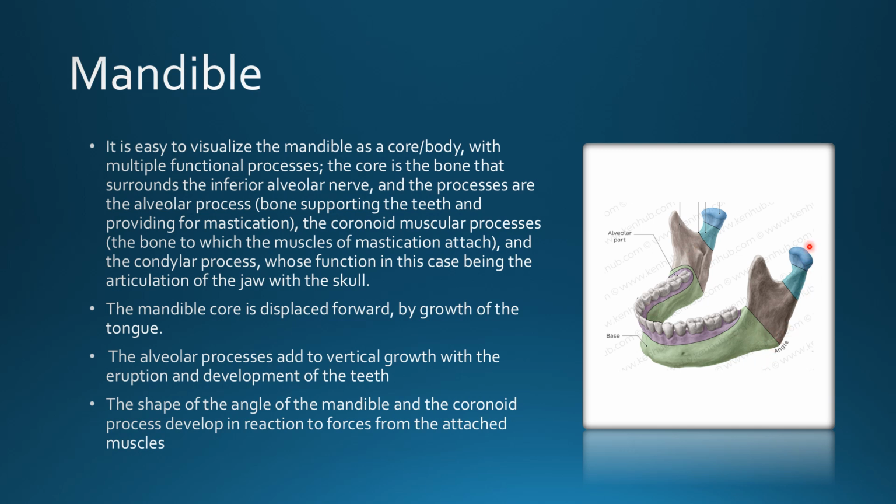It has the condylar process, whose function is articulation, the TMJ. It has the coronoid process that has a lot of muscle attachments, so the shape of the angle here and the size here could be affected by the muscles attached to it. The shape of the mandible could be driven forward largely by growth of the tongue here in the middle.